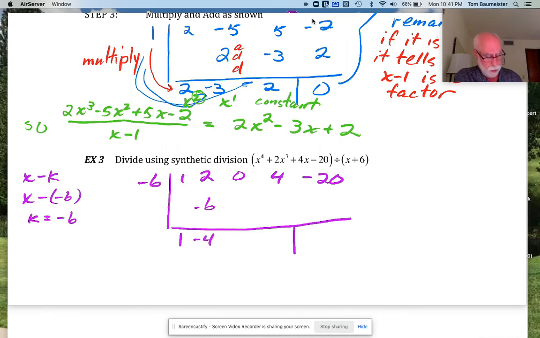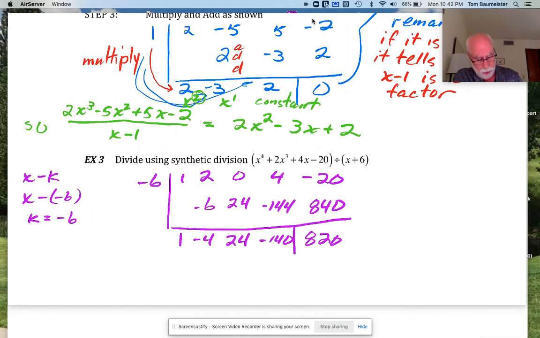Negative 6 times negative 4 is 24. I'm going to add those. 0 plus 24 is 24. So I have negative 6 times 24. Now, right now, some of you are probably bringing out your calculator. So this would be negative 144. 4 plus a negative 144 is negative 140. And let's see, negative 140 times a negative 6 will give us 840. And negative 20 plus 840 is 820.